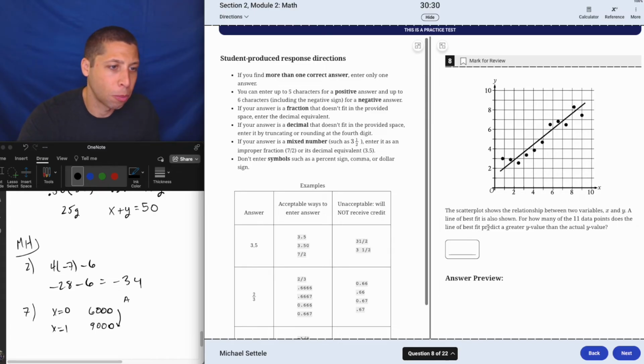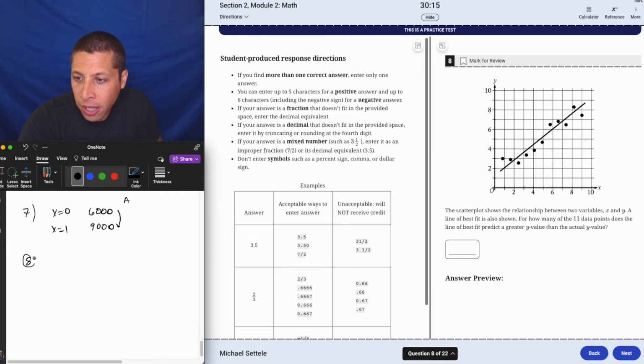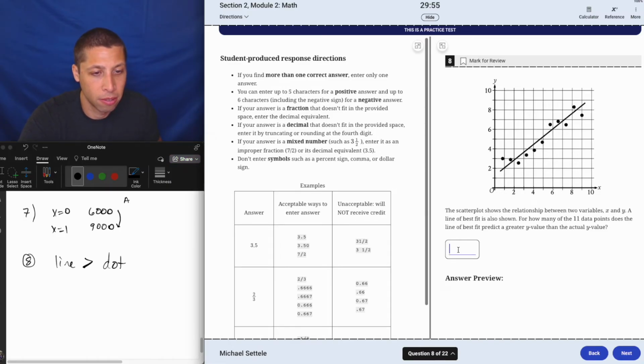The scatter plot shows the relationship between the two variables. A line of best fit is also shown. For how many of the 11 data points does the line of best fit predict a greater y value than the actual y value? Meaning the line is above the dot. If that bothers you, just rephrase the sentence. The actual is the dots, so for how many is the line greater than the dot? The line is above the dot here: 1, 2, 3, 4, 5, 6. 6.